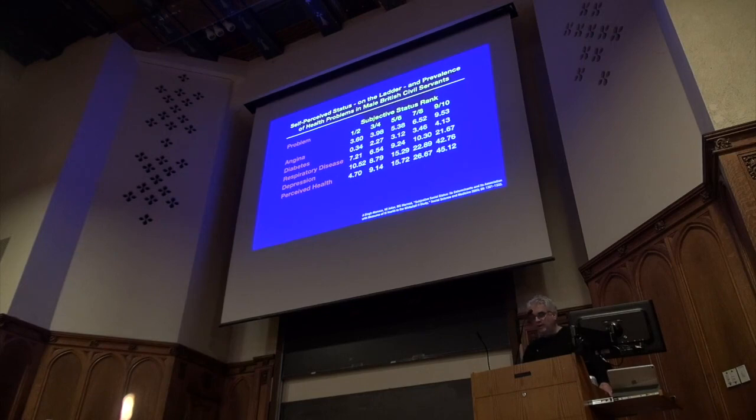And these results don't clarify the causal order, of course. Possibly, it's your poor health that moves you to the bottom, rather than being at the bottom moves you to have poor health. But they are powerful indicators that the relationship is not a step function between the two.